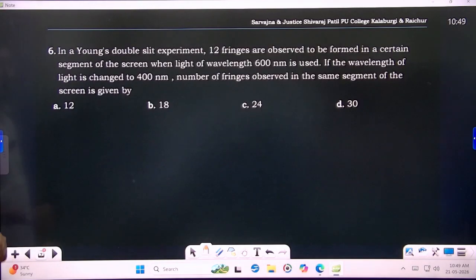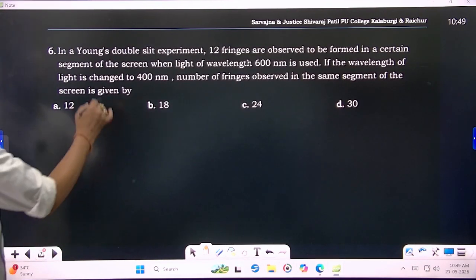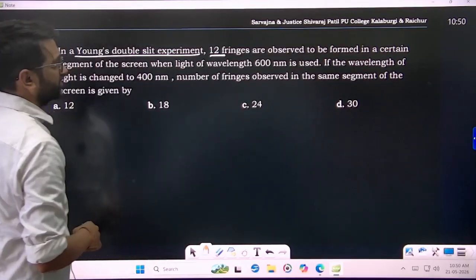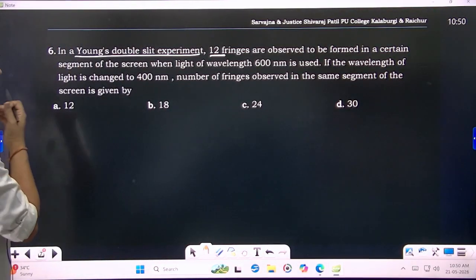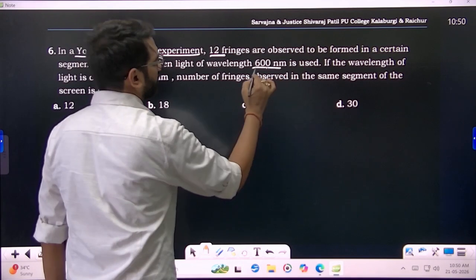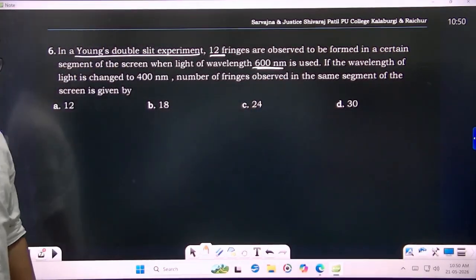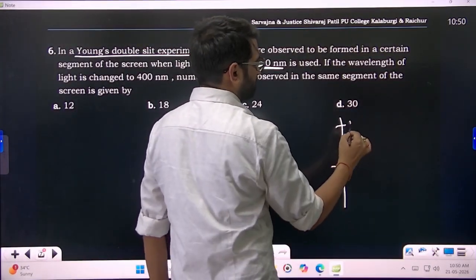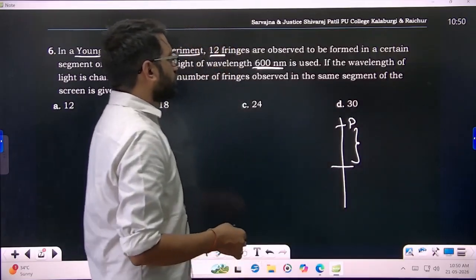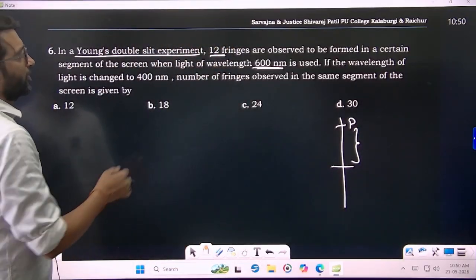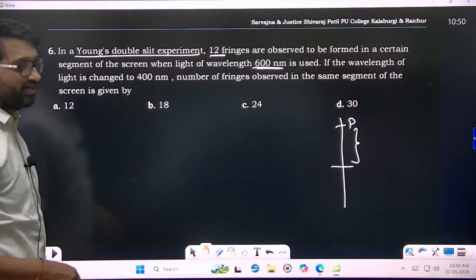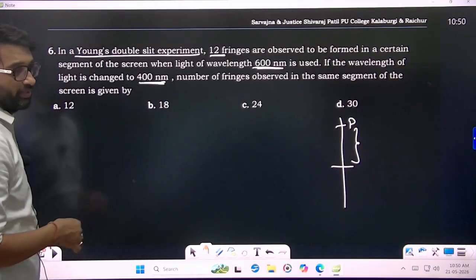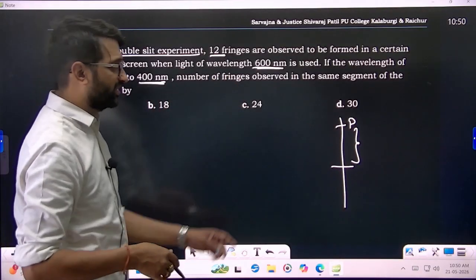Next, sixth one. In Young's double slit experiment, 12 fringes are observed to be formed in a certain segment of the screen when a wavelength of 600 nanometers is used. So if this is the screen, this is the central bright band, and this is some point P. In this region, you are getting 12 fringes with wavelength 600 nanometers. If the wavelength is changed to 400 nanometers, what is the number of fringes observed in the same segment?